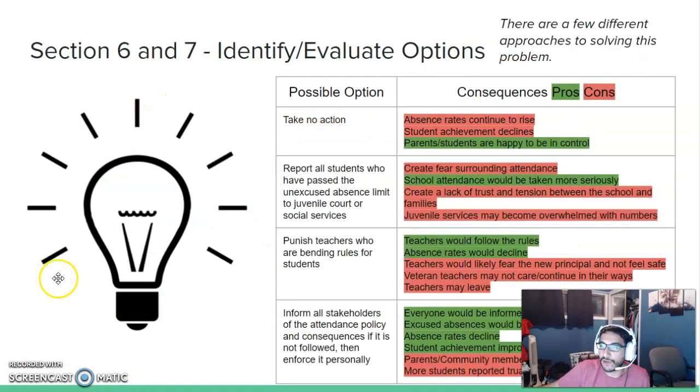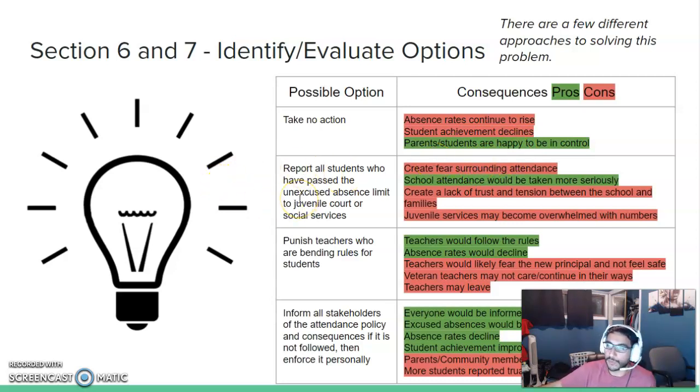Slide 7 talks about sections 6 and 7 and identifying or evaluating options. So, a possible option would be to take no action, which would lead to absence rates continuing to rise and student achievement declining, and the pro to it would be parents and students are happy to be in control.